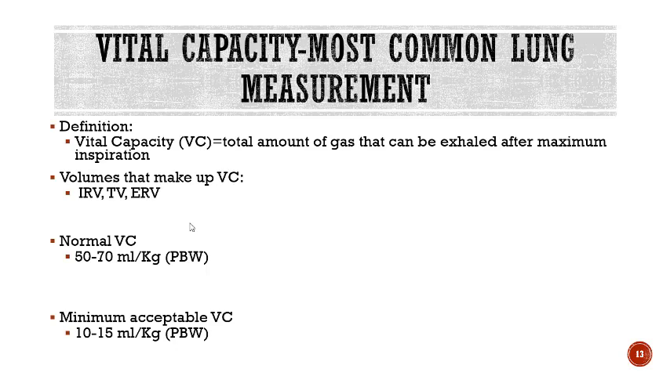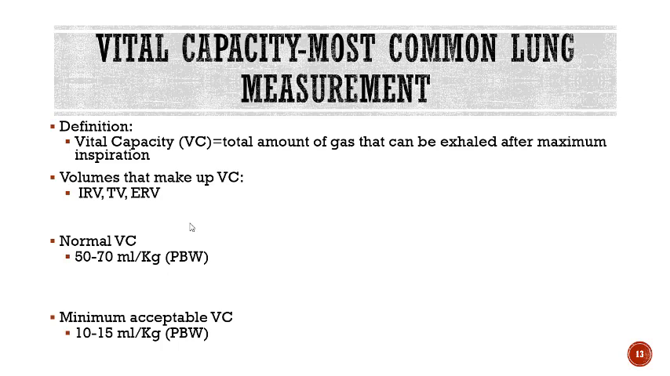Okay, circling back to vital capacity. So vital capacity is the total amount of gas that can be exhaled after maximum inspiration. And all that really means is if you take a huge breath in, as big as you can, and then you blow out till you can't blow out anymore, that is your vital capacity. The volumes that make up your vital capacity are your inspiratory reserve volume, your tidal volume, and your expiratory reserve volume. A normal vital capacity is 50 to 70 mils per kilogram.